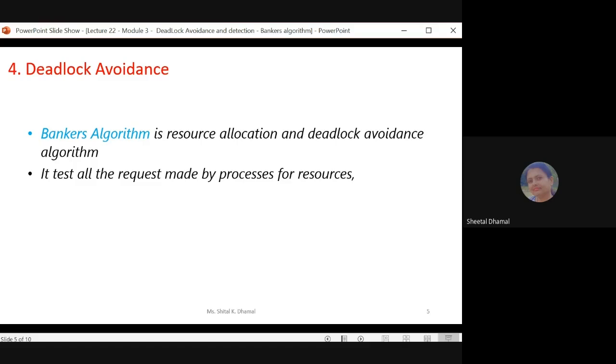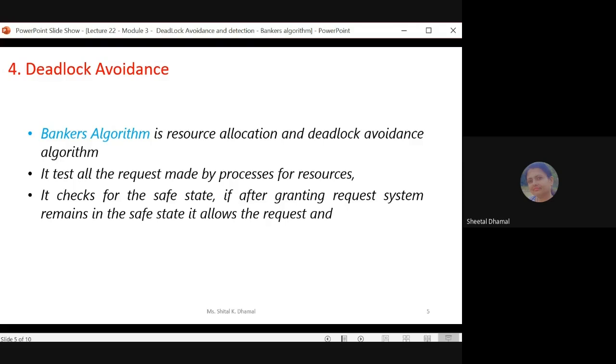At first, the banker's algorithm will check how many processes are currently available in your system. After that, it will check how many resources are required by all the processes to complete their jobs. Then, using these numbers, your operating system will check whether, after allocating the resources to the process, the system will enter the safe state or the unsafe state. If after granting the request the system enters the safe state, then it allows the request of the process.